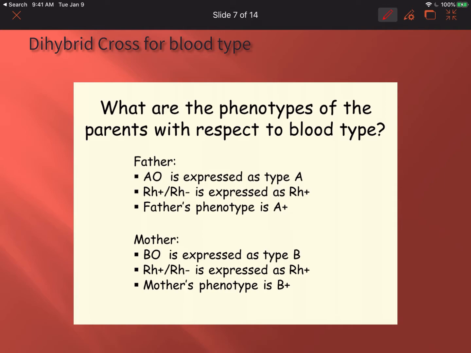Okay, so let's actually do a dihybrid cross for blood type. A dihybrid cross is when you're looking at more than one set of alleles. In this case for blood type, we're looking at not only the alleles for whether or not they have the carbohydrate represented, meaning are you A, B, AB, or O type blood, but also whether you're Rh positive or Rh negative. In this problem that's set up here, it says, what are the phenotypes of parents with respect to blood type? AO is expressed as type A.